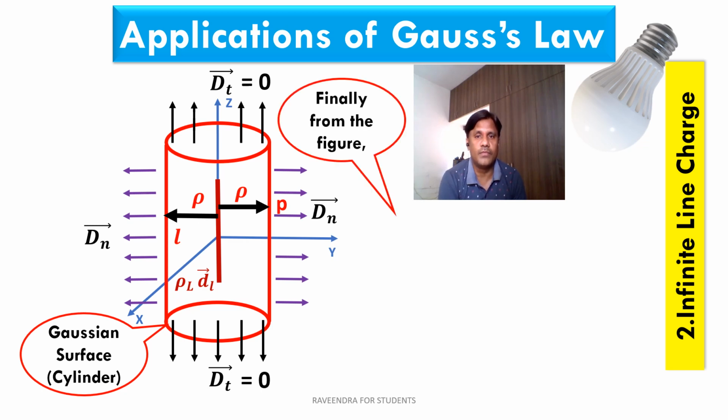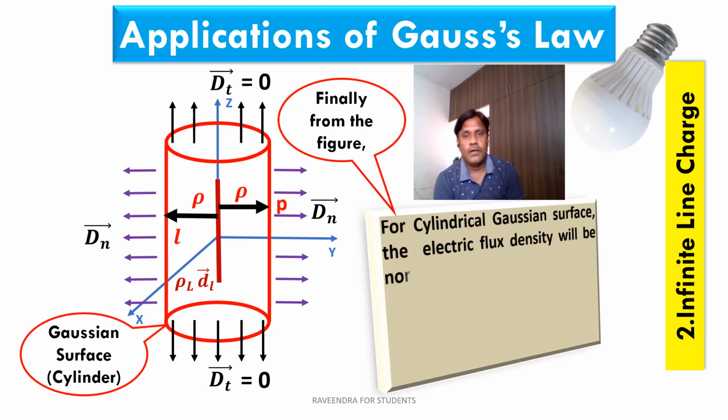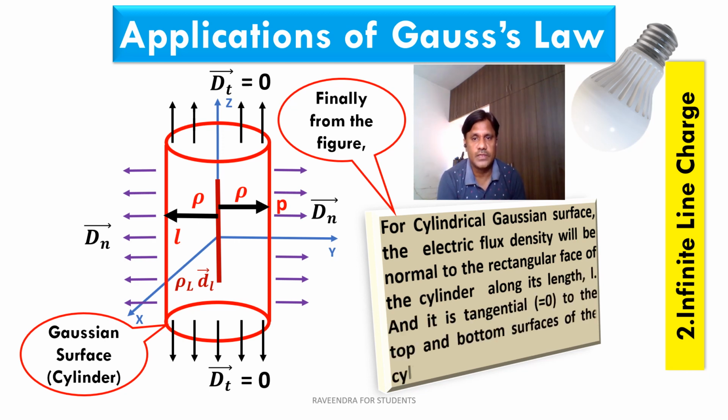So finally, from the figure, what we can write is, for the cylindrical Gaussian surface, the electric flux density is normal to the rectangular face of the cylinder along its length L, and it is tangential to the top and bottom surfaces of the cylinder. So we have to apply the Gauss law only for the rectangular portion of the cylinder to get the D bar for this infinite line charge placed along the z-axis.